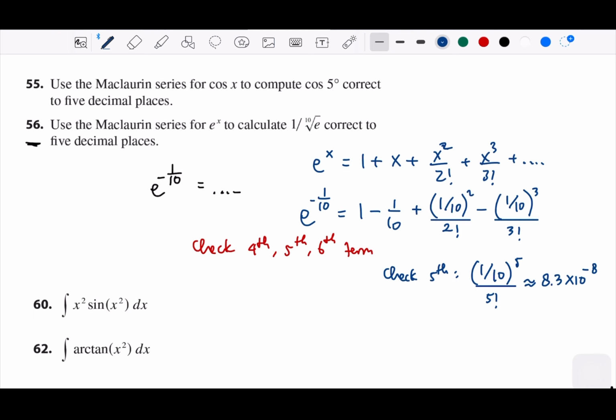Yeah, because of the negative 1 over 10. So this value is not affecting the 5th decimals. So I think we can stop until 4. Okay. So plus until 4, and then you can check your calculators to get the answer.